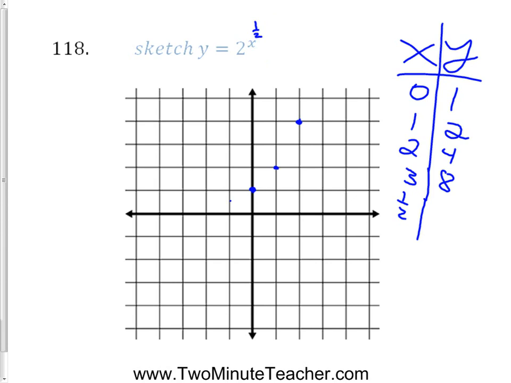Okay, so that's going to be a small number, a decimal, a number less than 1. And this will get closer and closer and closer as we move towards negative infinity, but it will never touch. All right, so there is my parent function for the exponential.